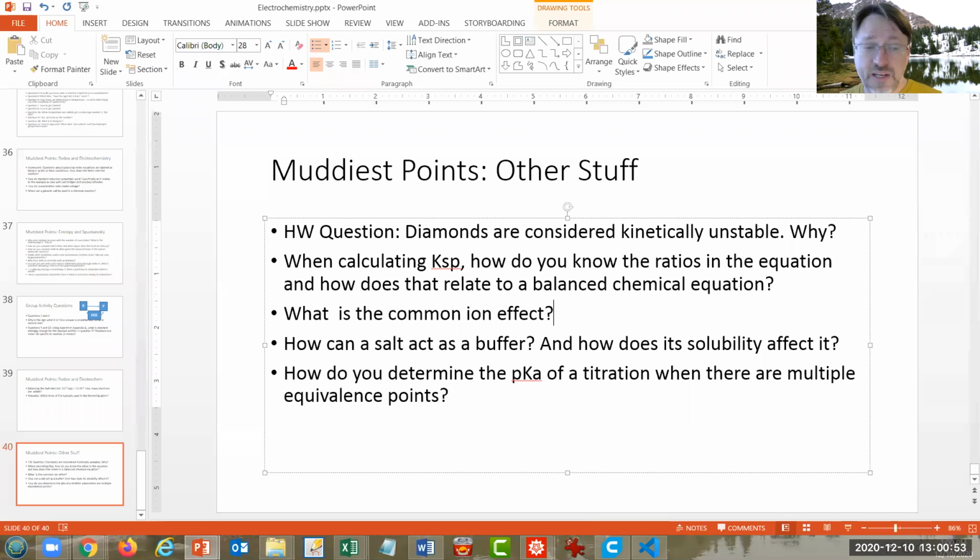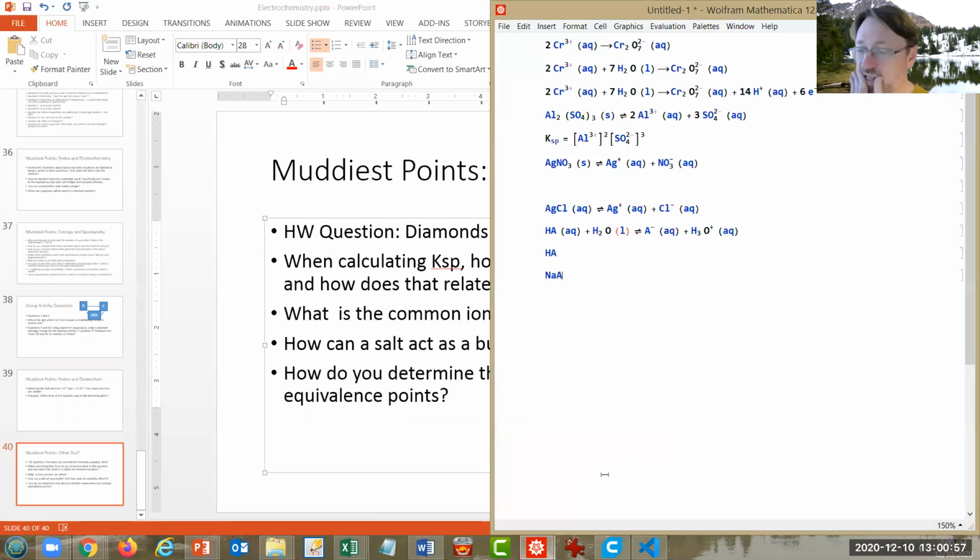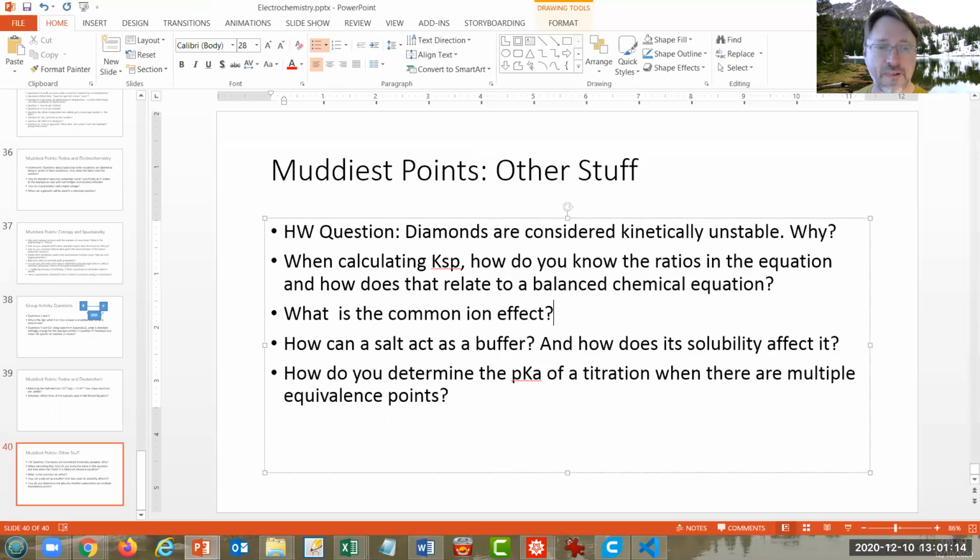How does its solubility affect it? Well, one issue with solubility is if you're making a buffer with a combination where one of them is not particularly soluble, then you may not have a very high buffer capacity. So it may buffer it, but not against a huge amount of added acid or base.